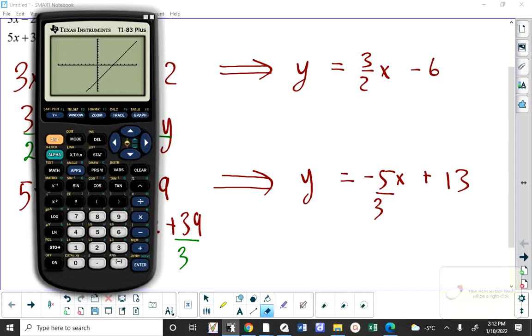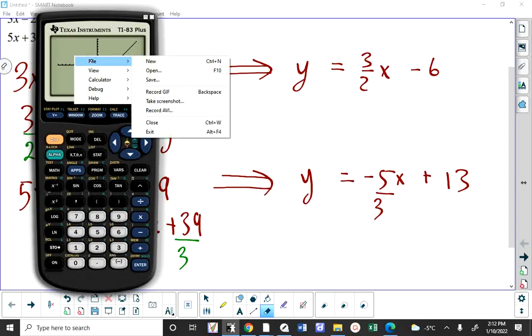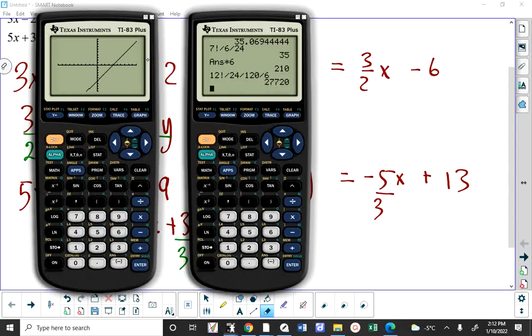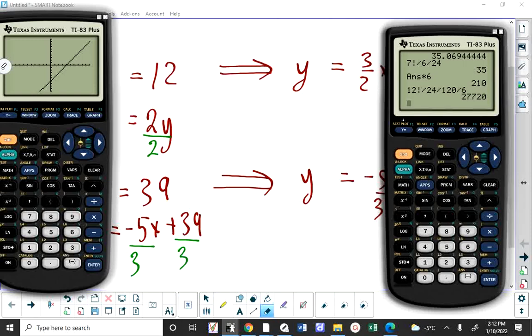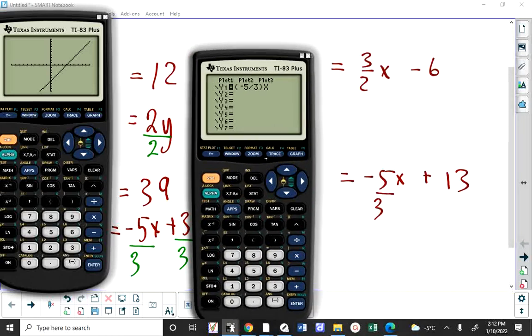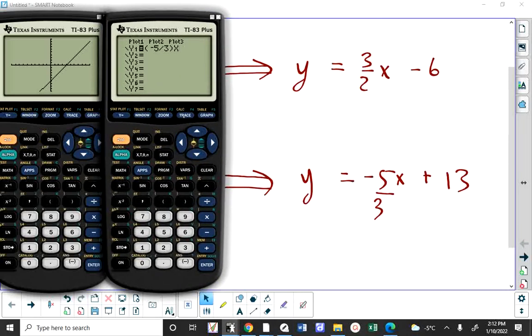Bear with me here. I want to try something different. So I've got my first equation plotted on that calculator. I'm going to plot my second equation over here on the second calculator. Is it 5/3, negative 5/3 x plus 13? There are other ways I could have entered that, but that's how I've chosen to do it. And I'll go zoom 6.